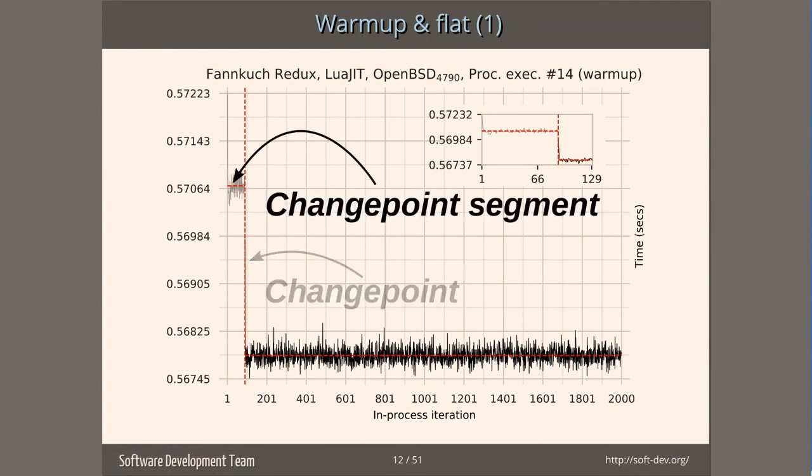Between two change points, and there's an implicit one at the beginning and the end, you have a change point segment. So we have, in this case, two change point segments. We can perform classifications and statistical analyses on these change point segments automatically. Now, the change point analysis is not very fast. It probably takes a couple of seconds per run, but it's completely automated.